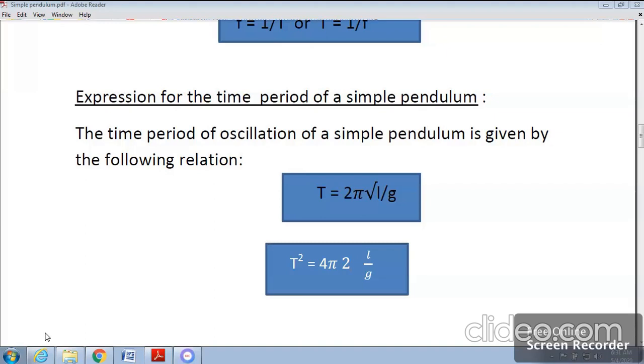Go through that chart. This experiment we will also do in the school physics lab to calculate the time period. We have an expression related to time period, that is T is equal to 2 pi under root L by G. This relation gives us the time period of a simple pendulum.